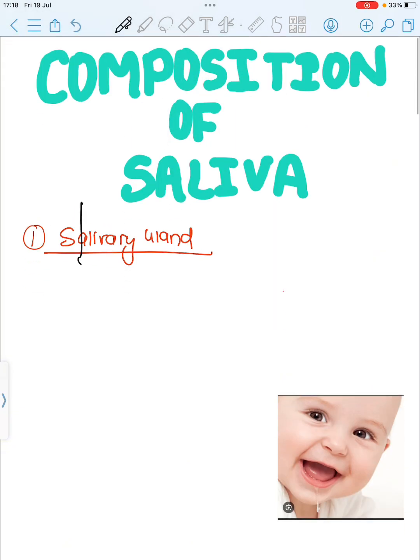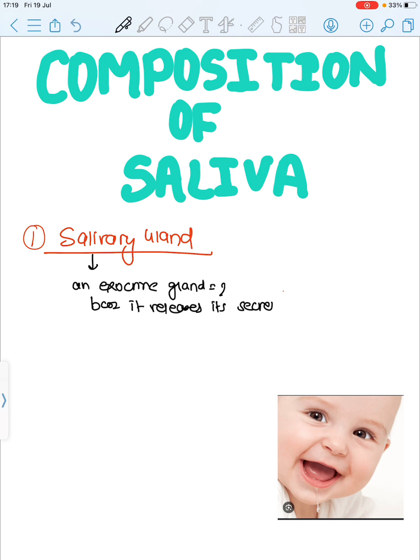Salivary gland is basically an exocrine gland. Why is it called an exocrine gland? Because it releases its secretion via ducts. There are different kinds of ducts of the salivary gland through which it releases its secretion. So it is known as an exocrine gland. But if you remember the endocrine glands, they release their secretion directly into the blood, and from the blood the secretion goes to the different parts of the body. But this releases through the ducts, so it is known as an exocrine gland.